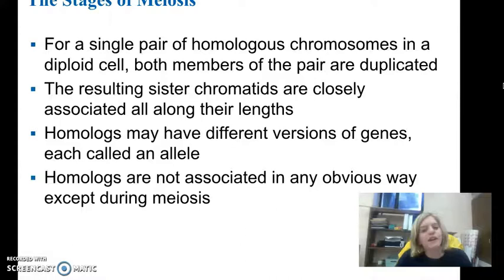In meiosis, there is a single pair of homologous chromosomes in a diploid cell, and both of those get duplicated. When we talk about homologous chromosomes, typically you'll see them as two X's hanging out. These homologs have different versions of the gene called alleles, but they do code for the same gene. These homologous chromosomes hang out together, especially during meiosis, but otherwise they don't have any obvious association with each other.